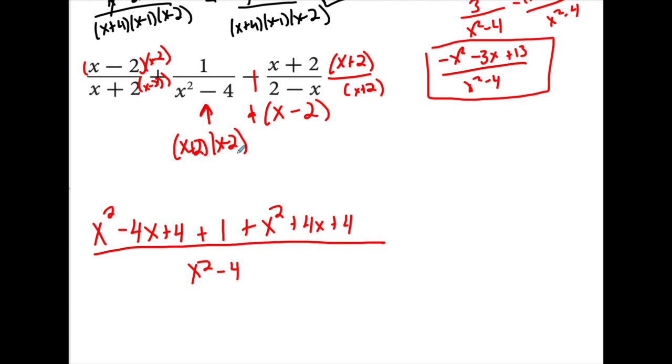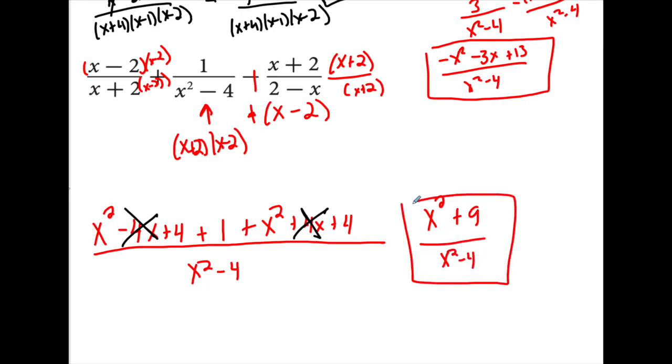So let's see what we can do here. So I've got some terms that are going to cancel out. Okay. And so what I've got is x squared plus 9 over x squared minus 4. So that's the idea here. Now, excluded values are going to be 2 and negative 2, because that would make one or more of the denominators equal to 0.